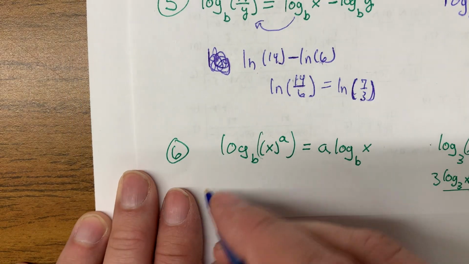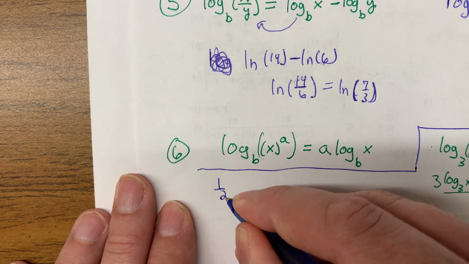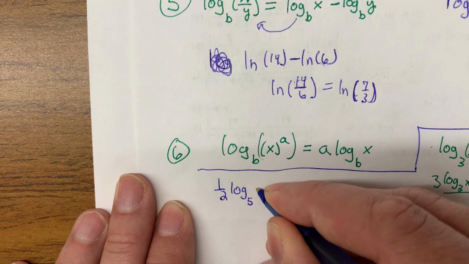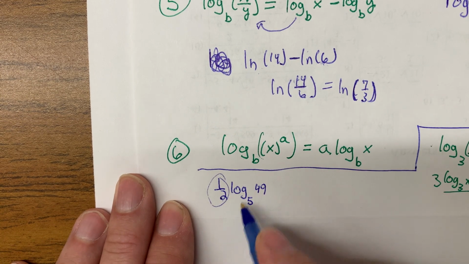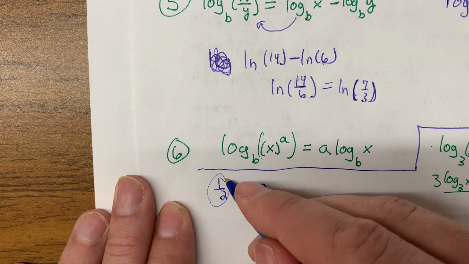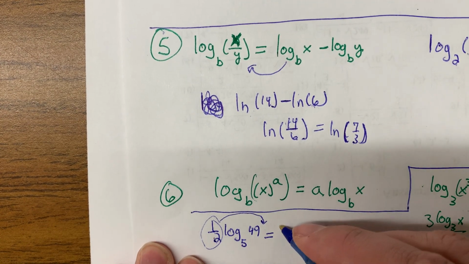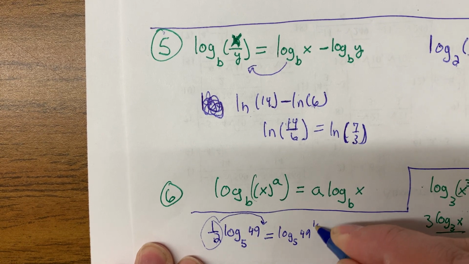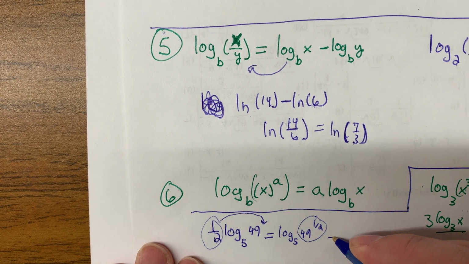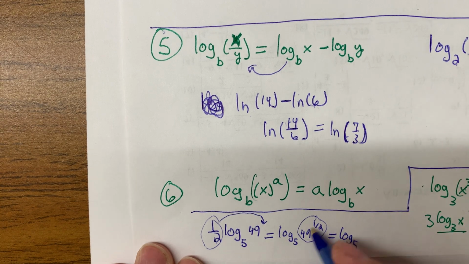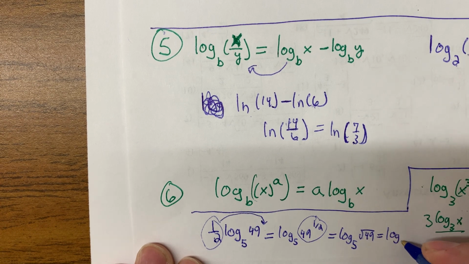It may not look like it right away that this is this property. I should have done this in blue, sorry. But check this out. What if we have 1/2 log base 5 of 49? Well, 1/2 is multiplying times log base 5 of 49, and so we can move this to the exponent, and it'll be log base 5 of 49 to the 1/2 power. Now, guys, what is 49 to the 1/2 power? Well, I hope we know that anything to a fraction power is a root. This is the square root of 49. And so square root of 49 is 7.